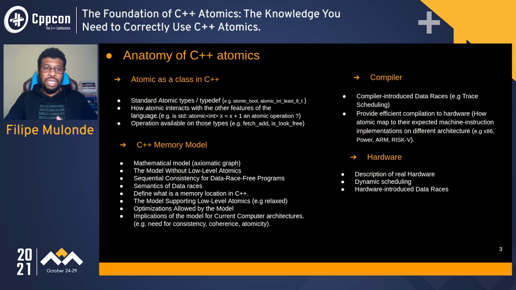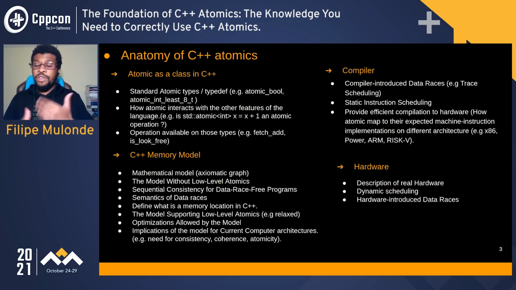Need to understand atomic as a class in C++, for example, how atomic interacts with the other features of the language. Need to understand the guarantees that are given by the C++ memory model. Need to understand how atomics interact with compiler optimization, and need to understand how atomics interact with hardware optimization. For the first 15 minutes, I will talk a little bit faster because it's only content to give context to understand the rest of the talk.